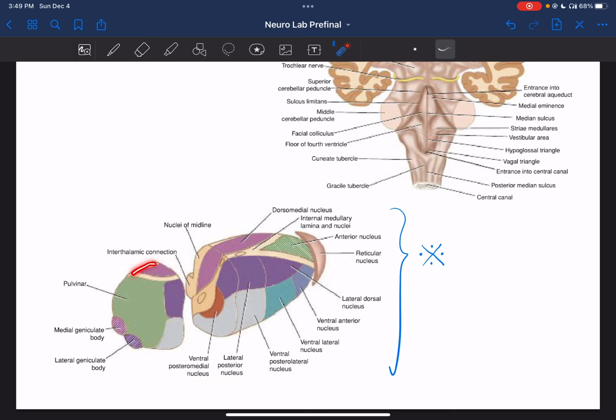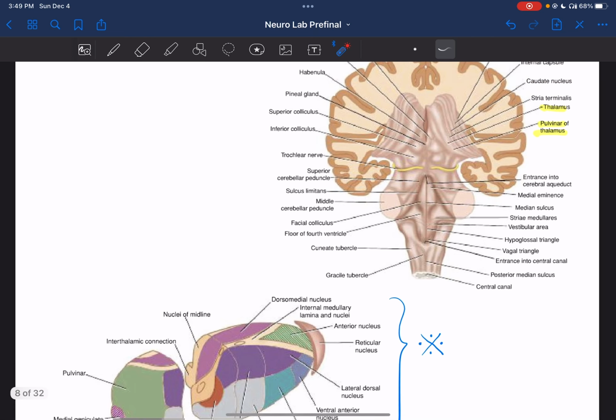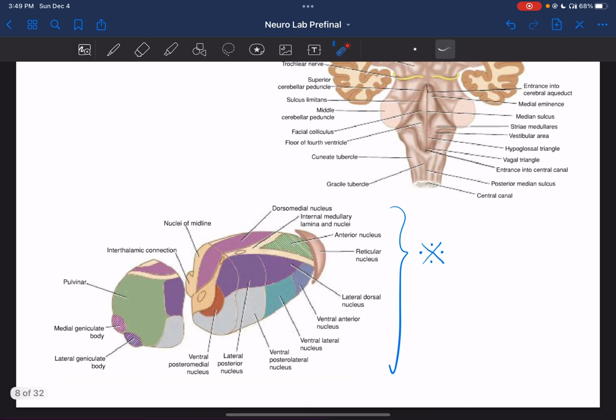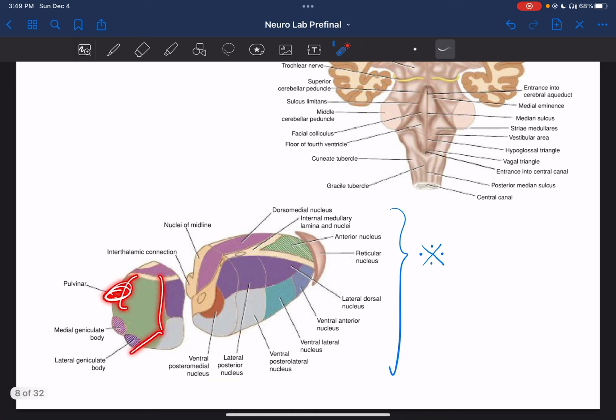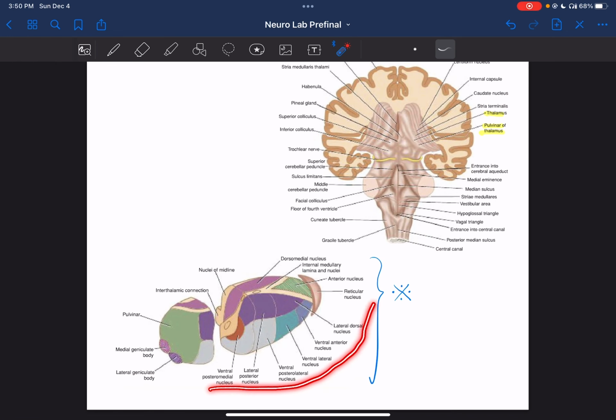Okay, and the pulvinar posteriorly, it overhangs. That part is the pulvinar. Remember we saw here this part is the pulvinar. So this is here the pulvinar, and this pulvinar is going to have inferiorly your medial geniculate body and your lateral geniculate body. And please try to remember all these nuclei by yourself.